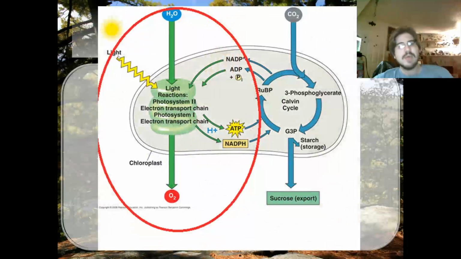Okay, so here we go. Light coming in, we get the light reactions, which are photosystem 2, then an electron transport chain, which cranks out an ATP, then photosystem 1, and an electron transport chain, which cranks out hydrogen to the NADPH. So NADPH and ATP go in the Calvin cycle. Water enters and is split to form oxygen.